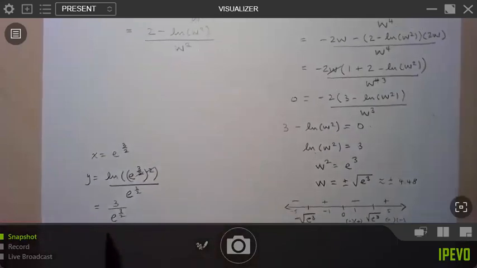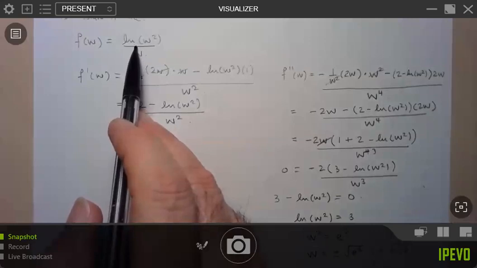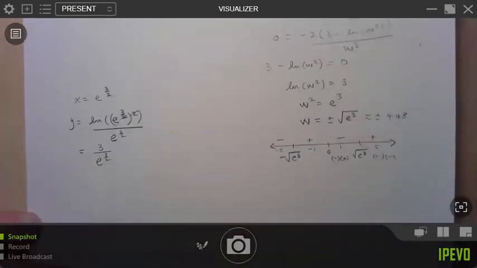Yeah, that's what I'm doing. I'm plugging it into the original function. So somebody was asking, sorry, there's the original function, to find my y values.